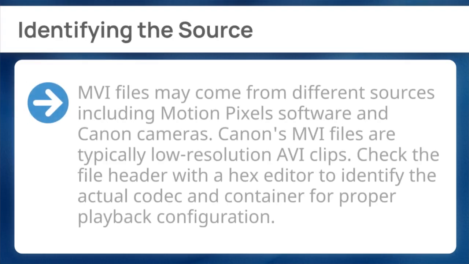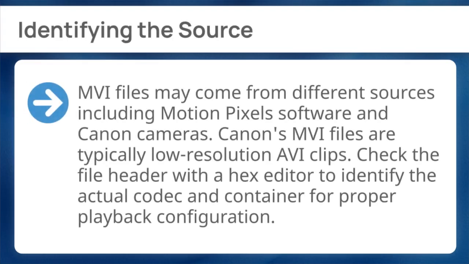Finally, identifying the source. MVI files may come from different sources, including Motion Pixels software and Canon cameras. Canon's MVI files are typically low-resolution AVI clips. Check the file header with a hex editor to identify the actual codec and container for proper playback configuration.